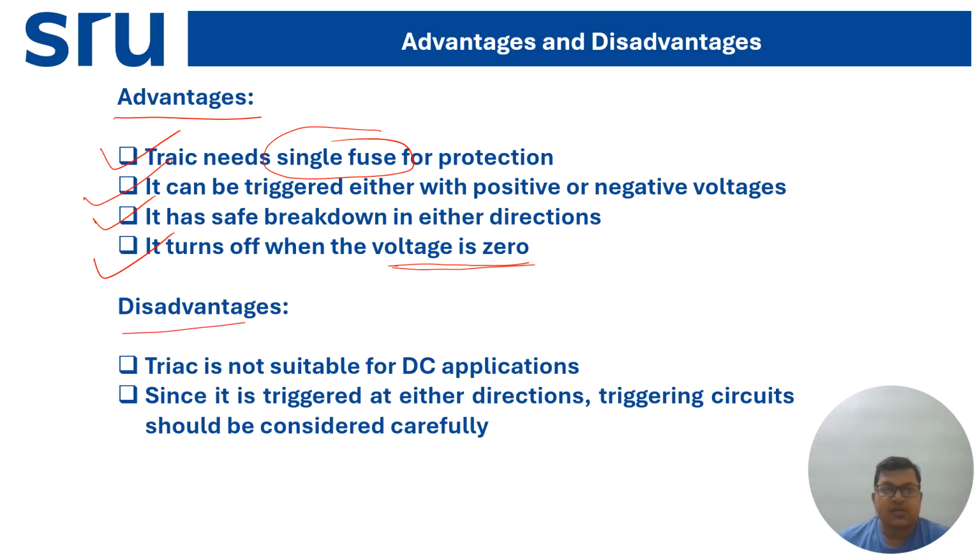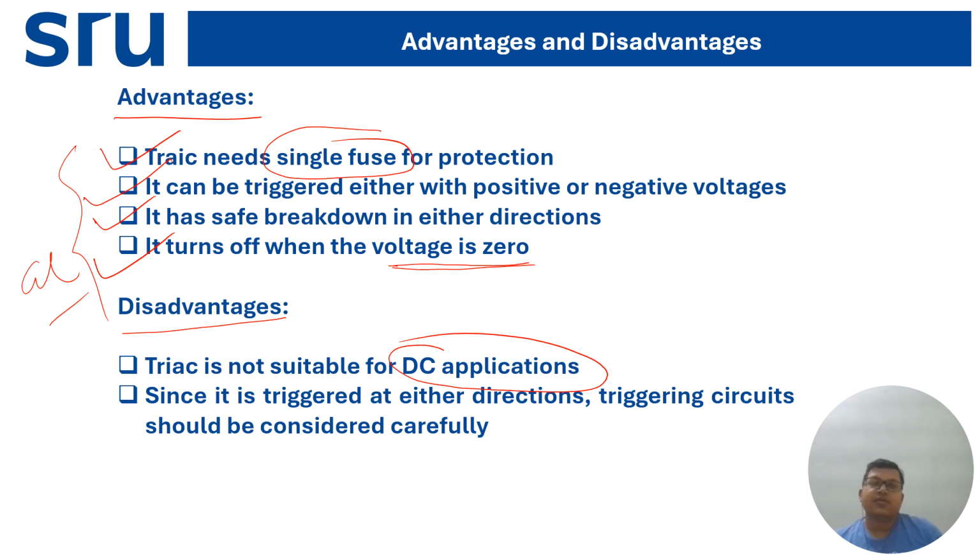Now we will see some disadvantages of TRIAC. TRIAC is not suitable for DC application. So this one is not applicable for DC application. All the benefits we noticed so far are for AC operation.